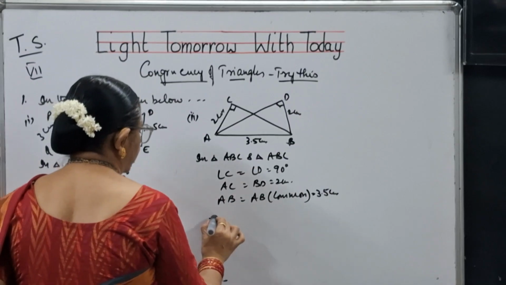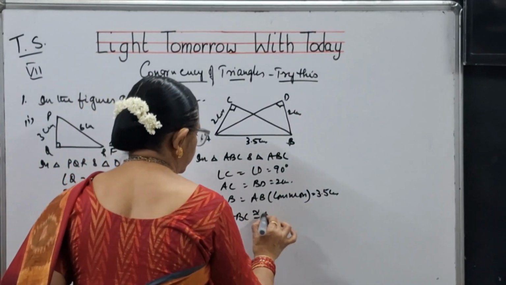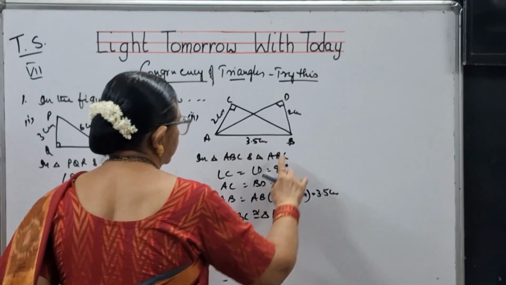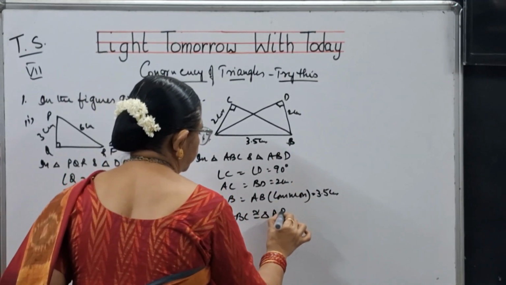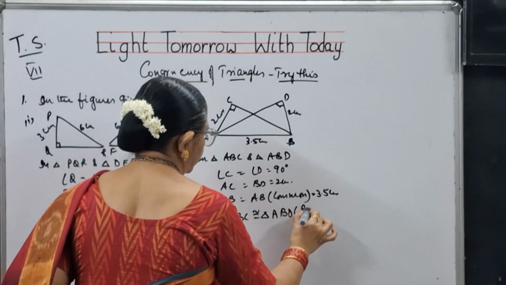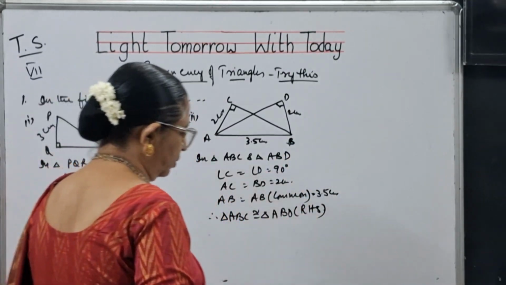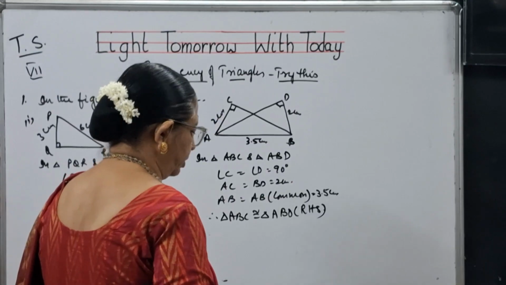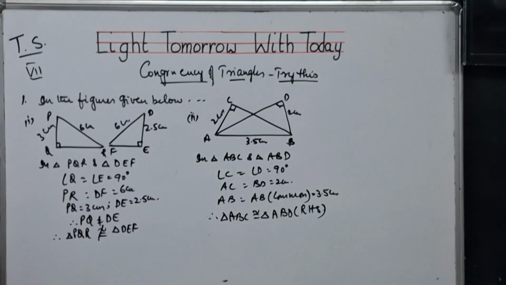Whether they give the measure or not, they have given the measure, that is 3.5 centimeters. Anyway, you can say, therefore, triangle ABC is congruent to triangle ABD basing on RHS property, children. Please note it down. These are the 2 I have done. The third one I will be doing. Please note it down.